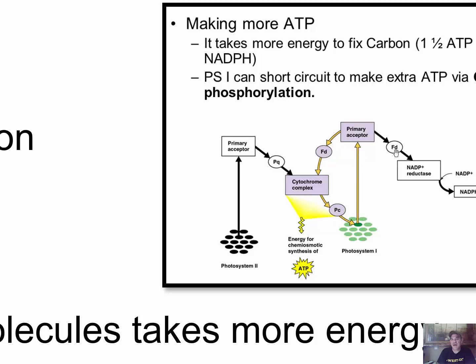Instead of going down to the NADP reductase to reduce NADP to make NADPH, the primary acceptor, which is the FD, the ferredoxin, instead of passing it on to the reductase, brings it back to that B6F complex, where that energized electron can then be used to pump more protons to make ATP. So here we have our short circuit going on right there. Again, this will happen under certain conditions when we need more ATP to help drive those so-called dark reactions of the Calvin cycle.